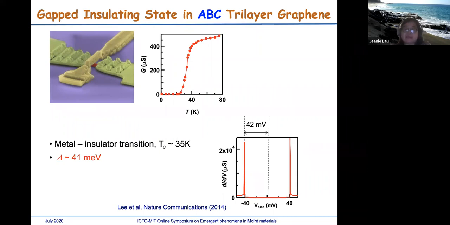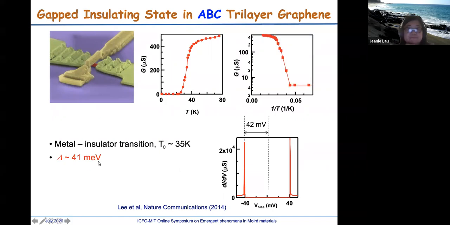And this is unexpected from a single particle picture, which predicts the conduction and the valence band would touch at a point. And so the single particle picture will give you a semi-metal. But in this case, we actually appear to have an insulator with a gap of 40 millielectron volt.